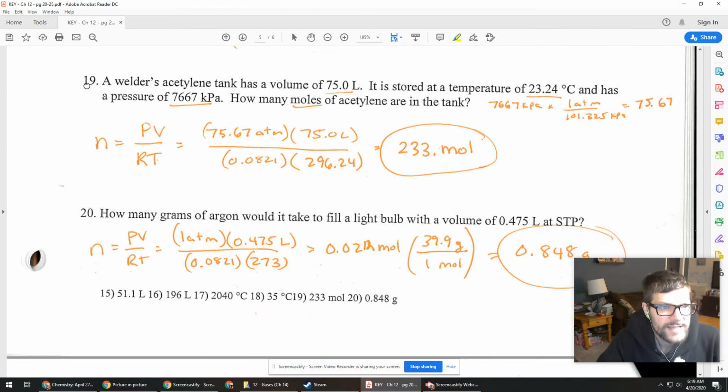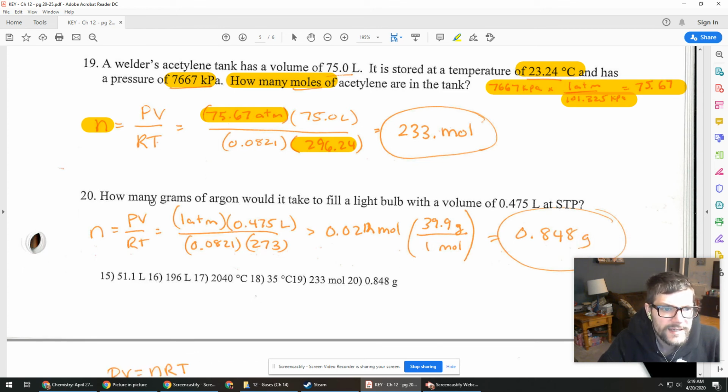All right, last two. In 19, we're solving for n, the number of moles. How did I know that? Well, this one straight up says how many moles. So that one's pretty straightforward. Couple things we do need to consider. The pressure is in kilopascals. So over here, I converted that into atmospheres. That's actually the only conversion you really need here. Oh, no, sorry. You also need to convert Celsius to Kelvin. So two conversions, the pressure and the Kelvin temperature.